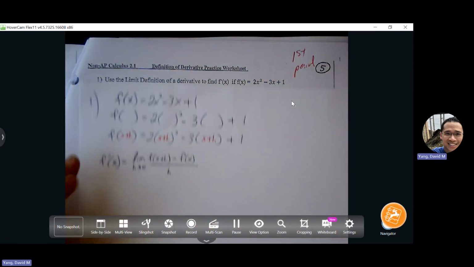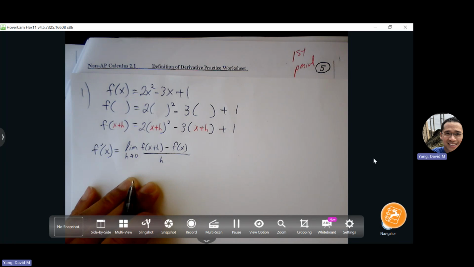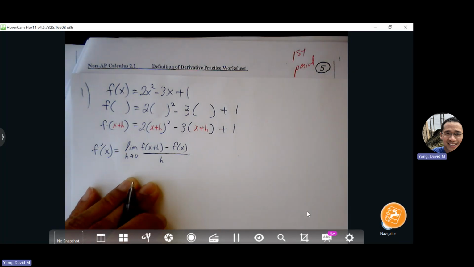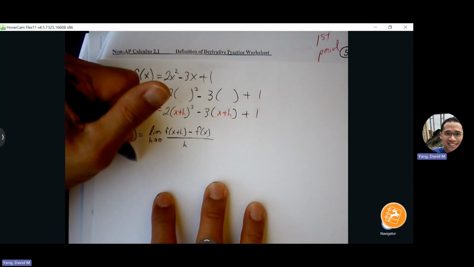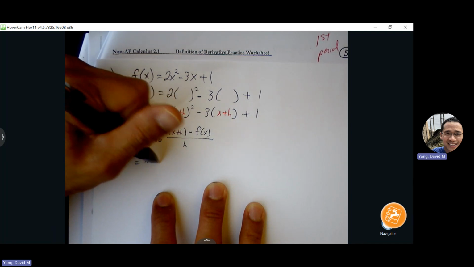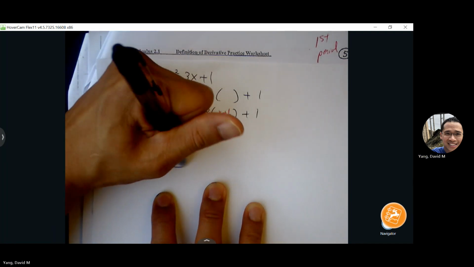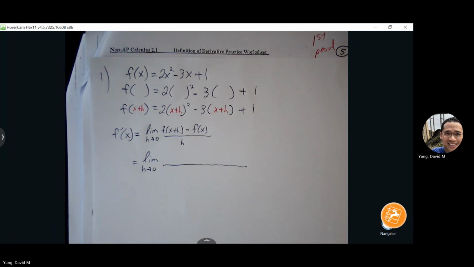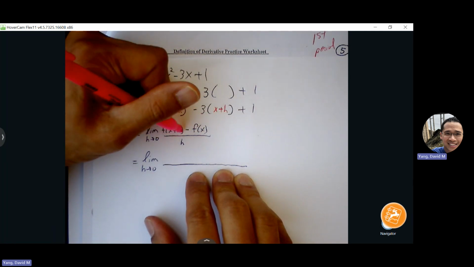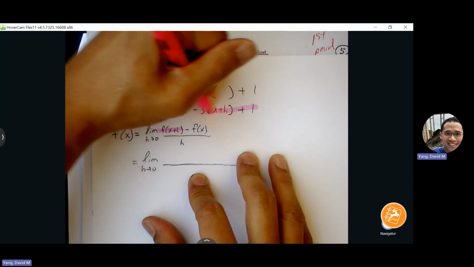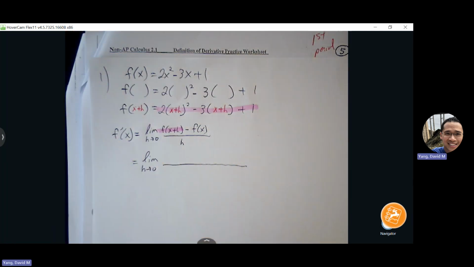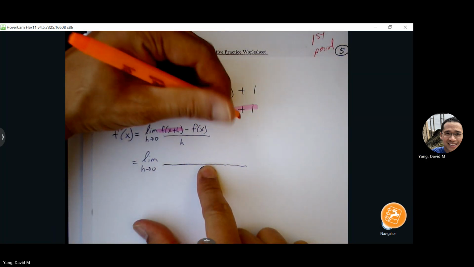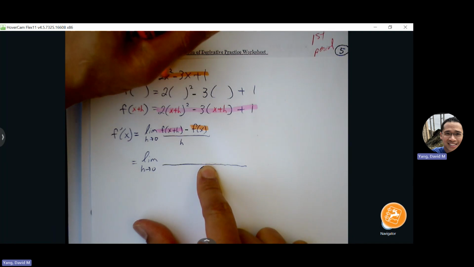And your goal is to get rid of all that function notation, that f of, so that you can actually work with the problem. Because right now, that function notation prevents us from being able to do much. If it helps, let me highlight what we're going to replace. This piece gets replaced with this, right? Because they're the same. And then the f of x gets replaced with the original expression.